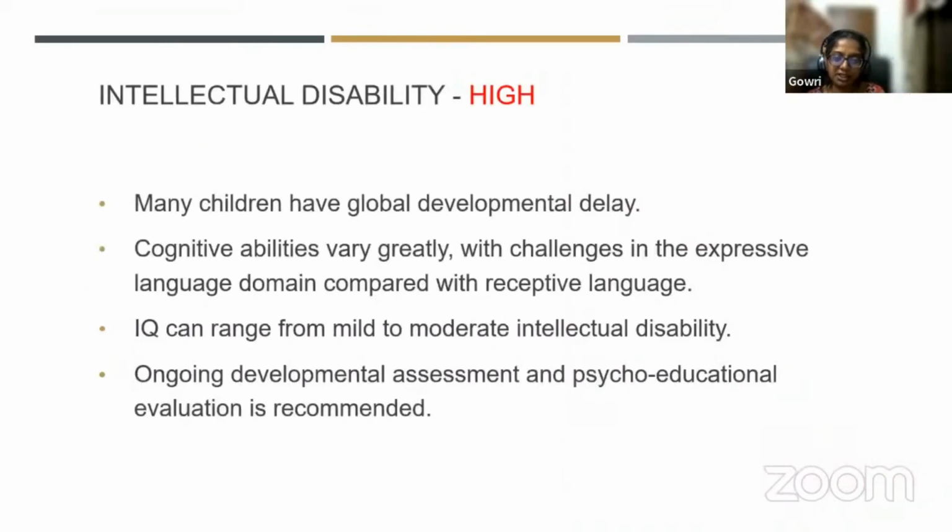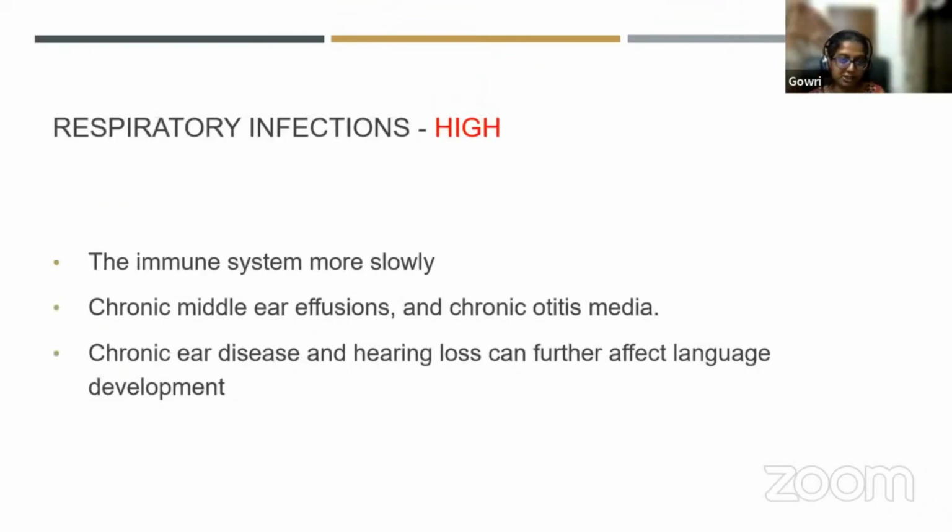Intellectual disability. Again, we need to keep in mind that each child is different, whatever their condition is. So it could be mild to moderate. So we need to have a regular assessment to see what is going on, where they need support, and what is going okay, what is not going okay, and support them in the respective fields.